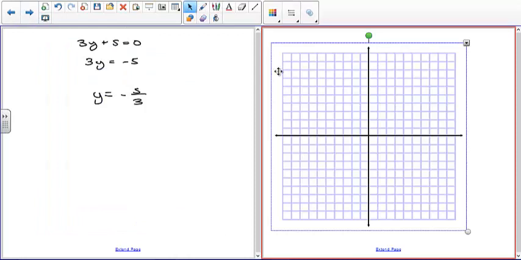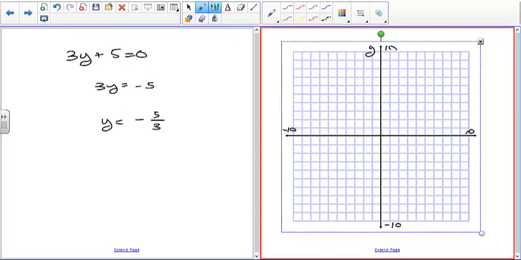So this one is easy. It says you have the same y value for any value of x. So all we have to do is find the y value and just draw a horizontal line. 5/3 is 1 2/3. So we find -5/3, and if we go down to -1, -2, -5/3 is there, and then we just draw a horizontal line at that value of y. So that's the line y equals -5/3.